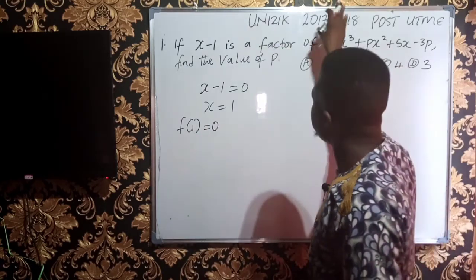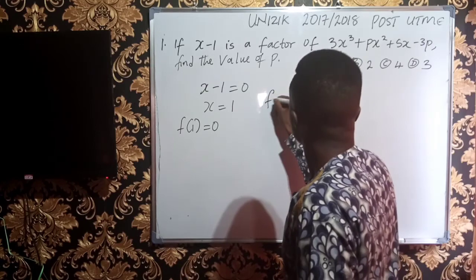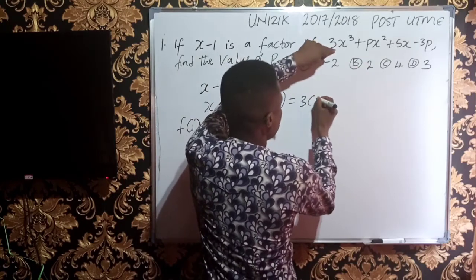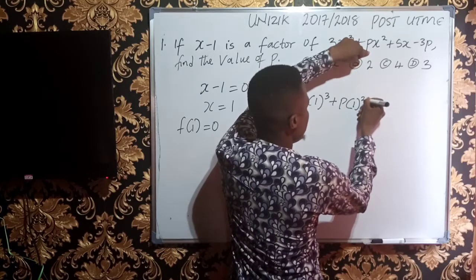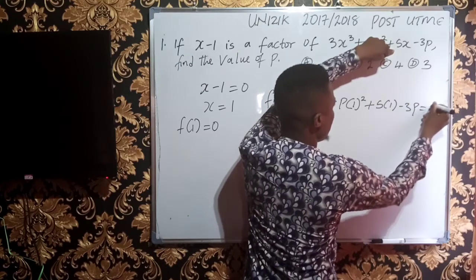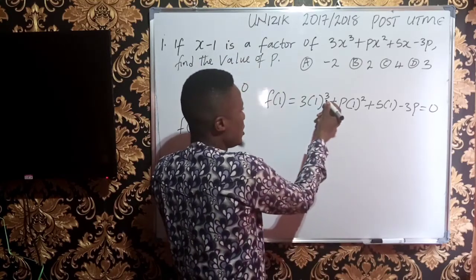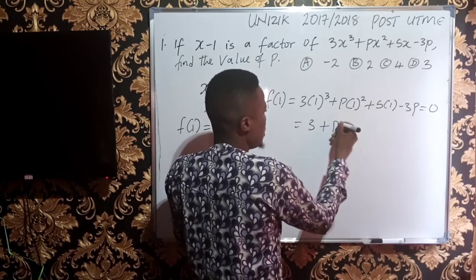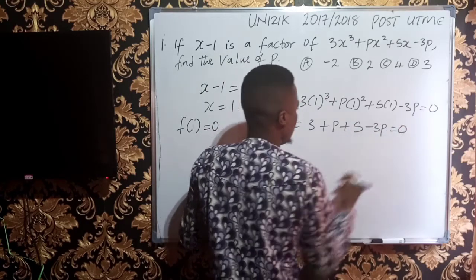If there is a remainder it is leaving, they will tell you the remainder, then you equate with the remainder. Therefore, let us get f of 1. So f of 1 means plugging in 1 in this polynomial, which I have 3 times x, I'll put 1 to the power of 3, plus p times x, I'll put 1 to the power of 2, plus 5 times x, I'll put 1, then minus 3p, it must be equal to 0 because it is a factor of it. So 1 power of 3 is 1, 1 times 3 is 3, 1 power of 2 is 1, 1 times p is p, plus 5 times 1 is 5, then minus 3p equal to 0.